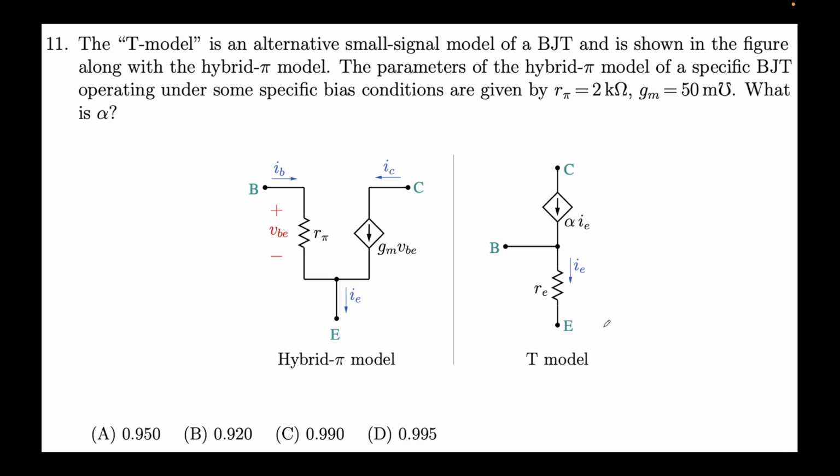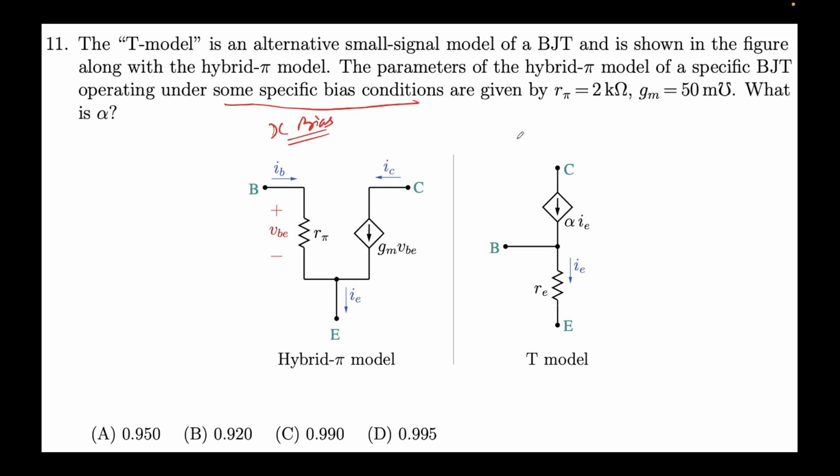In this problem, it says that the T model is an alternative small signal model of a BJT and is shown in the figure along with the hybrid pi model. The parameters are of the hybrid pi model of a specific BJT operating under specific bias conditions. It's clearly mentioned there is some bias. I told you DC bias is important, so it's talking about the DC bias.